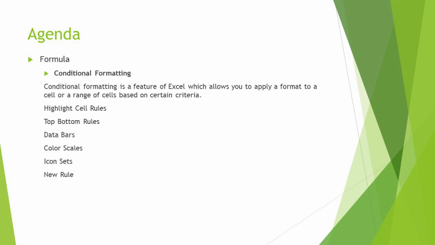Today we are in part 2 of conditional formatting. Hope you have already been through part 1 of conditional formatting. So today we'll be talking about the highlight cell rules of top and bottom. Basically we call it highlight cell rules based on top and bottom rules.